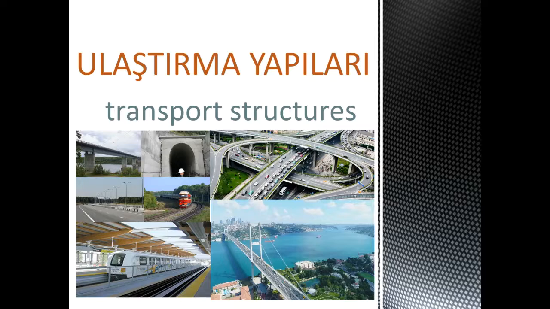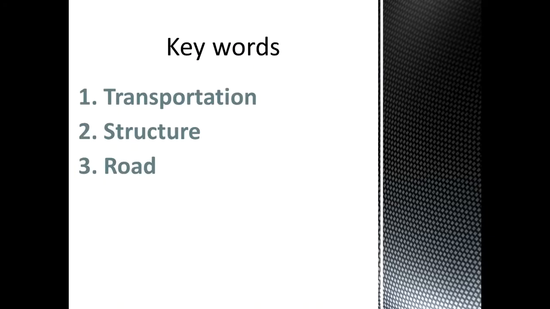As is in the picture, transport structures include but are not limited to trains, train roads, bridges, roads, tunnels, anything really that transports something or goods from one place to the other is called a transport structure. Continuing, we're going to be explaining the three keywords in our topic today: transportation, structure, and road.